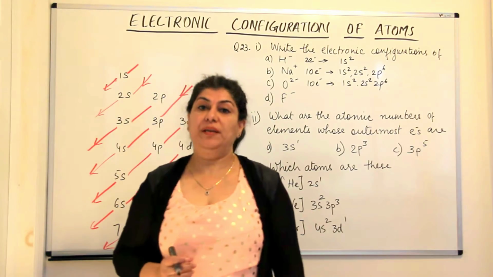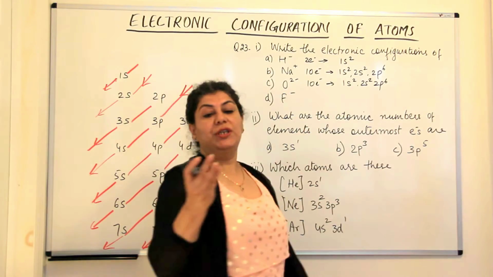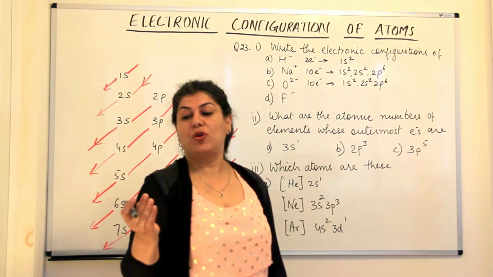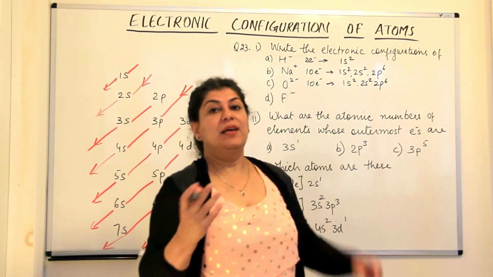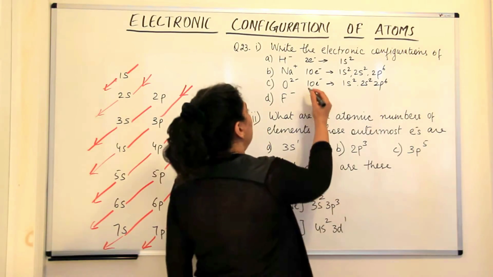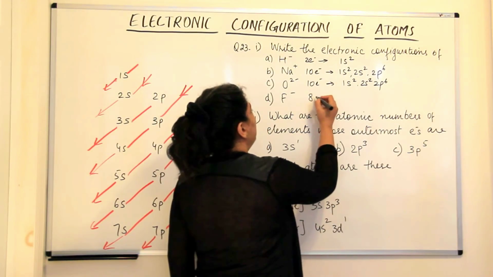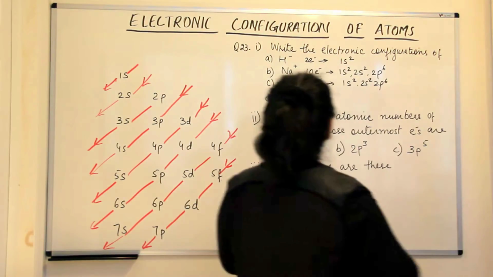Now comes fluorine. Fluorine is hydrogen, helium, lithium, beryllium, boron, carbon, nitrogen, oxygen, fluorine: the 9th element. So it has 9 electrons in it. F negative means one electron is gained.